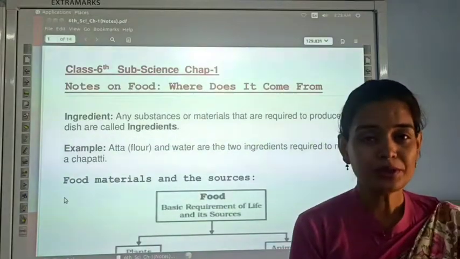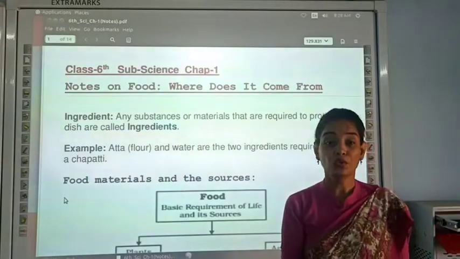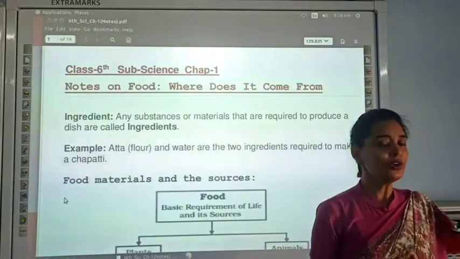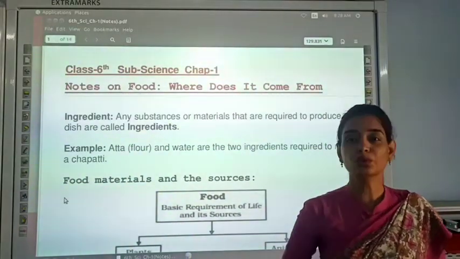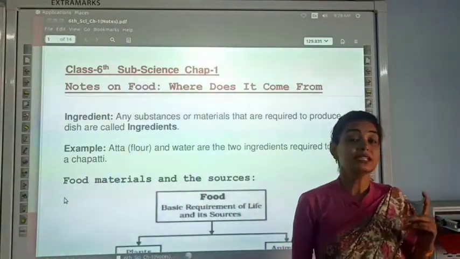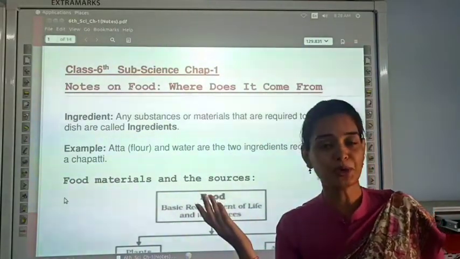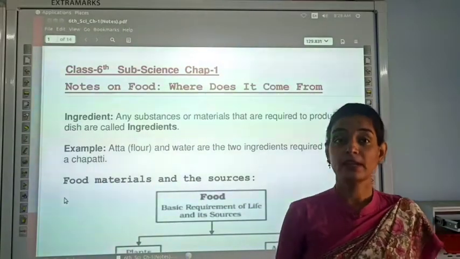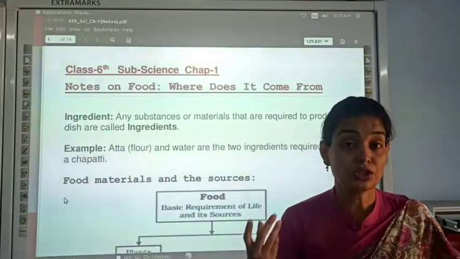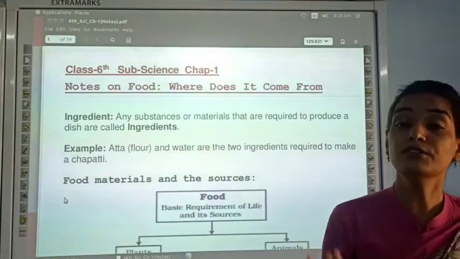Today we are going to start our first chapter of science, and that is food. Where does it come from? Yes, so before going on to the chapter, we have to know what exactly food is. So what is food? Food is whatever we eat from the morning breakfast to the dinner. It means whatever we eat, like chapati, dal, rice, even any juices, even curd, everything, that is called food.